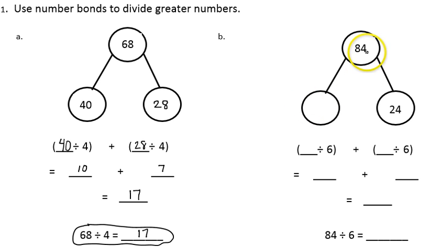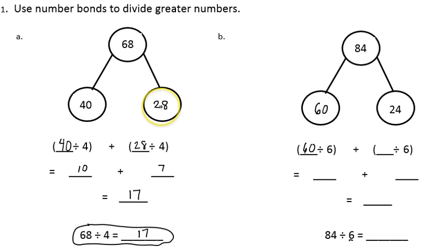Let's look at another problem. Here I'm dividing 84 by 6. 6 is my divisor, so each section needs to be divisible by 6. We started with taking 24 from the 84. That leaves the other part of the number bond as 60. 60 plus 24 equals 84. Both numbers are divisible by 6.